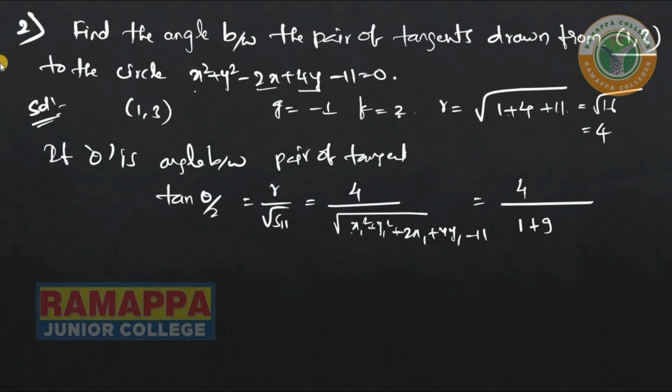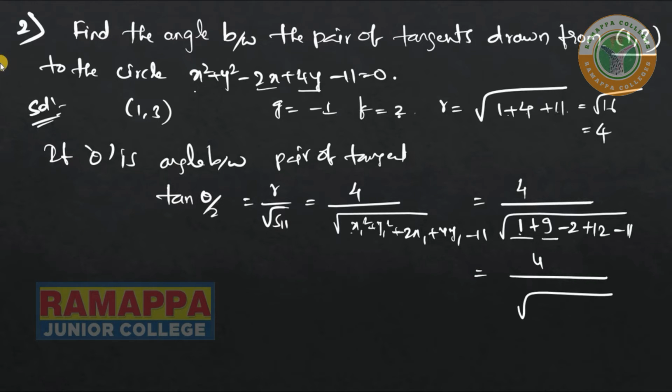So 9 minus 2 and it will become 4, 3 is 12 plus 12 and minus 11 here. So 4 divided by under root of 1 plus 9, 10. 10 minus 10 minus this will become 13 minus 13. 10 minus 13, 3. 10 minus 13 minus 3 minus 3, 12 minus 3, 9. 9 will become here, means 4 by 3 will come here.